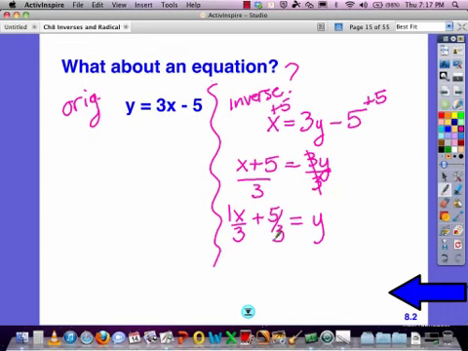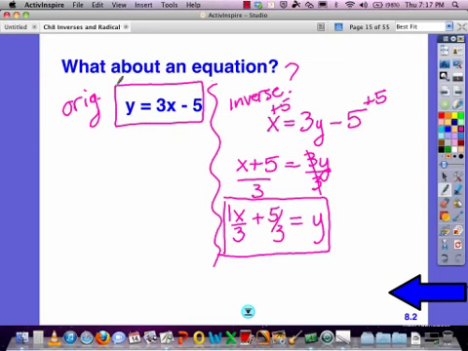So that is truly in slope-intercept form. You can say, hey, my slope is 1/3, and my y-intercept is 5/3. And you compare that to what you had originally. My slope was 3, and my y-intercept was negative 5. They are definitely not the same equation, but this is now considered the inverse of our original.